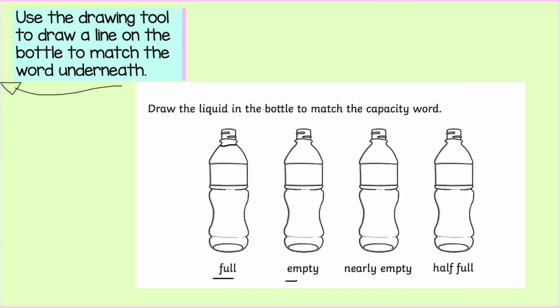So then for this one, empty, would I need to draw a line because there's no liquid in it? And I'm only drawing a line to mark the liquid in the bottle to match the word. So I might leave that one empty because there's no water in it. So you go ahead and do the next two in the Jamboard.